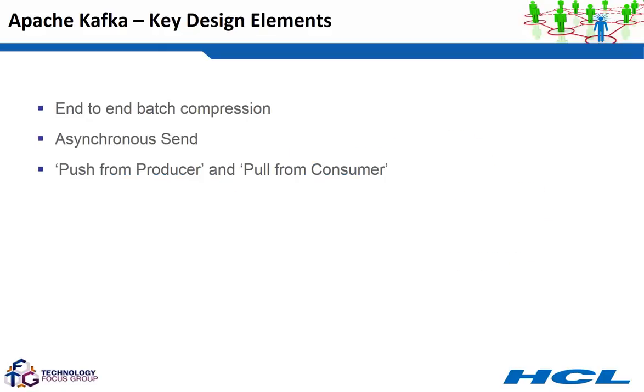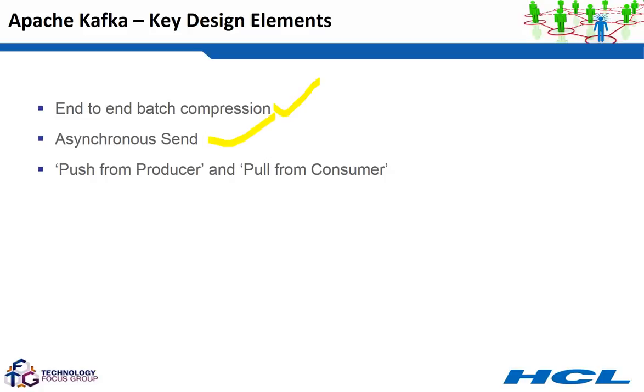Okay. So the key design elements in Kafka are end-to-end batch compression. You have a huge batch of messages to be transported, and compression can save you all those bandwidth and network latencies caused by the huge data size.